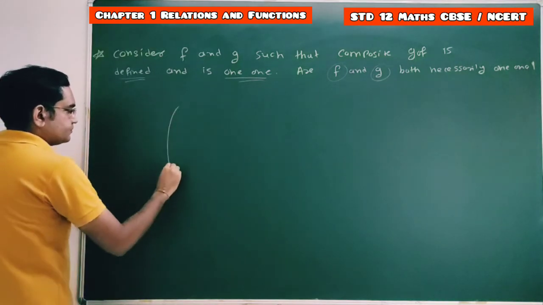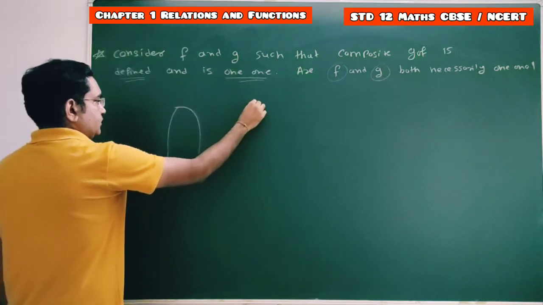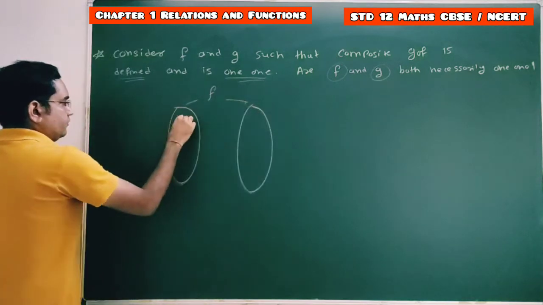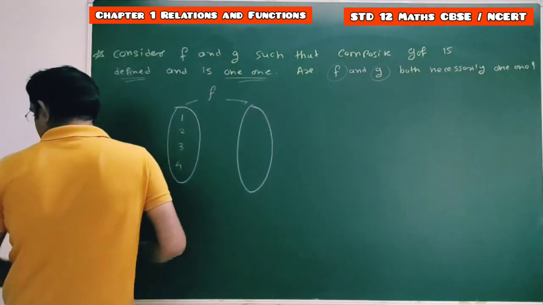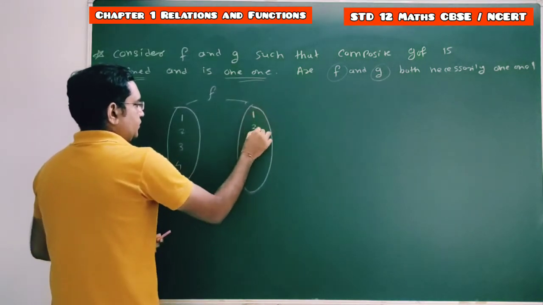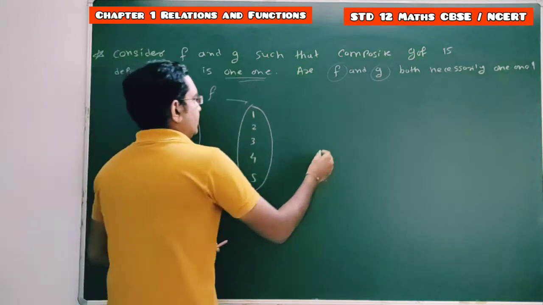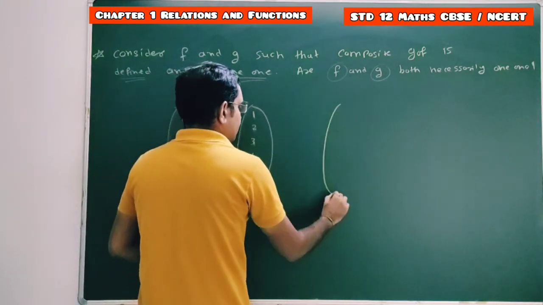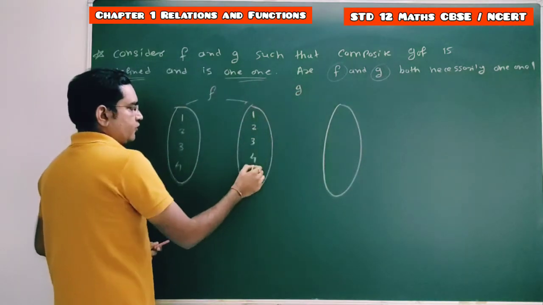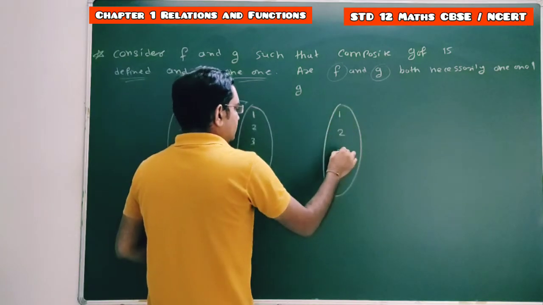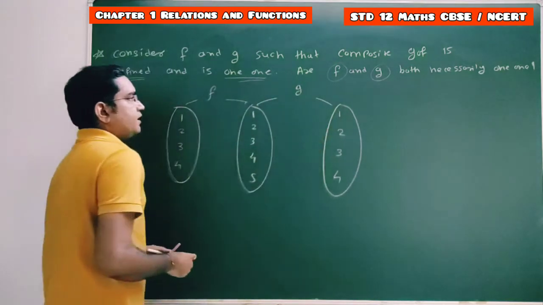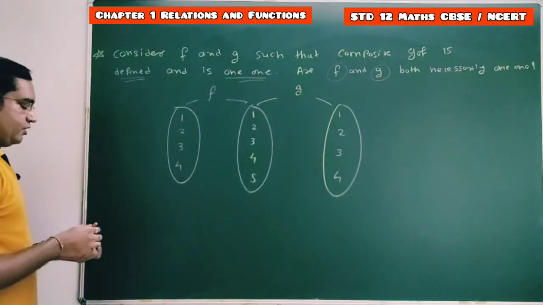Consider this is function f. Domain and codomain are 1 2 3 4, and 1 2 3 4 and 5. And another function, suppose function g is there, whose domain is 1 2 3 4 and 5, and codomain is 1 2 3 4. Done. So two functions f and g are defined. Their composite function GOF is also defined.